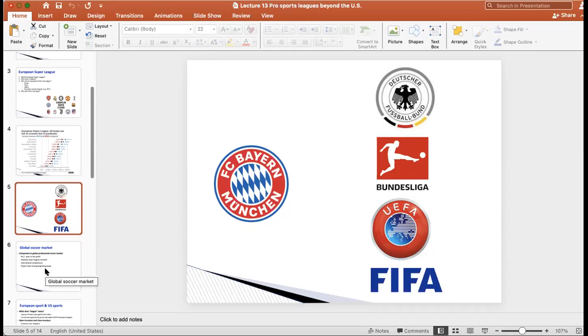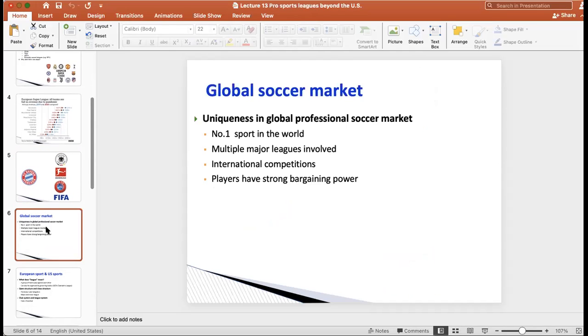Okay, after looking at how European soccer leagues are organized, what makes the soccer market different compared to the basketball market, the football market, the baseball market? The first difference is you have to know soccer is really the number one sport in the world, right? So many countries are playing soccer. Soccer is the number one sport in the majority of the countries in the world, right? The popularity of the sport is something no other sport can compare with. So that's one thing that makes soccer super unique, so dominant internationally, right?